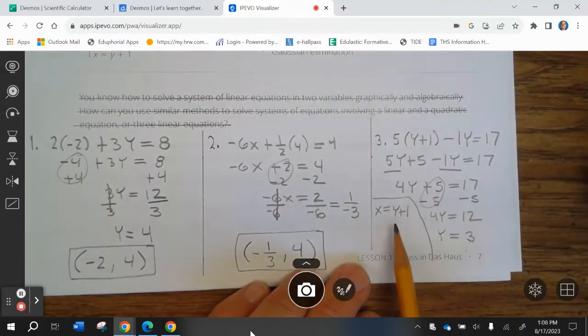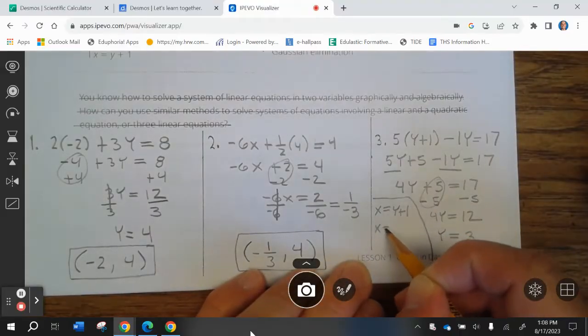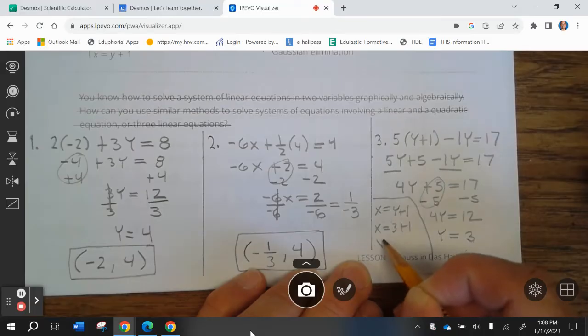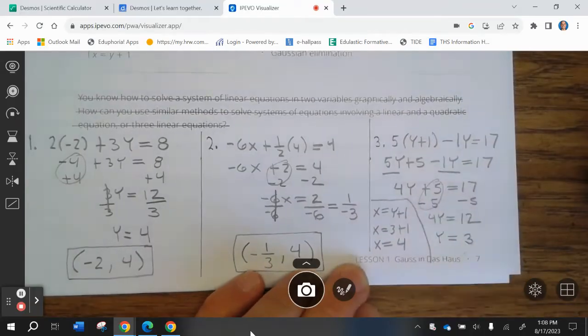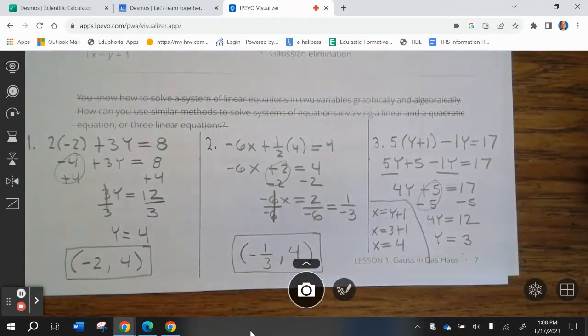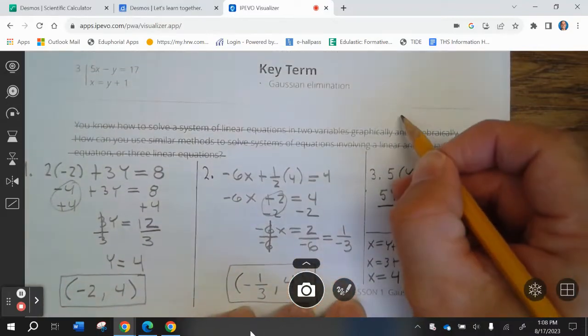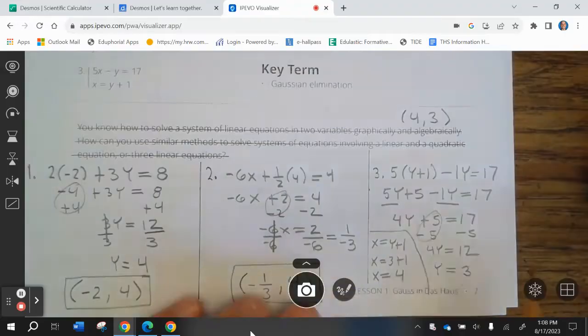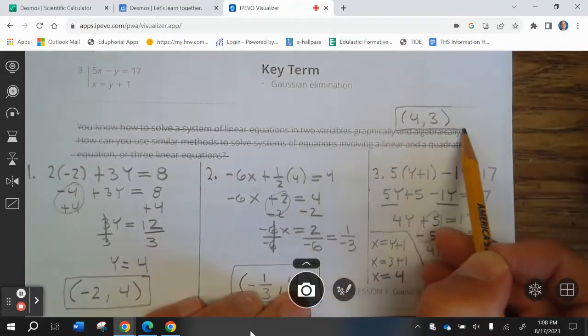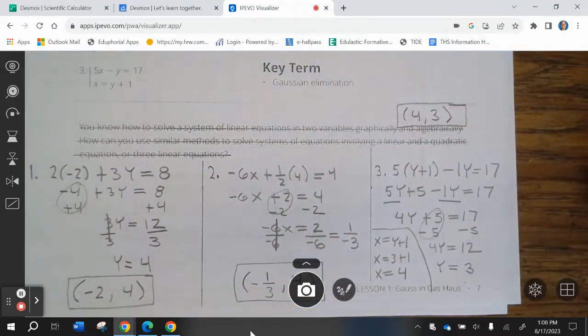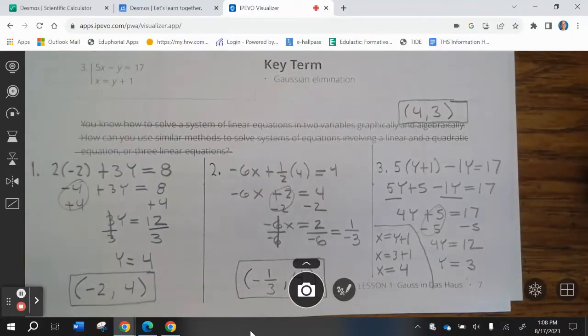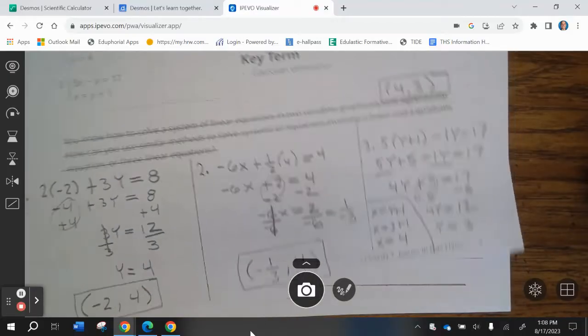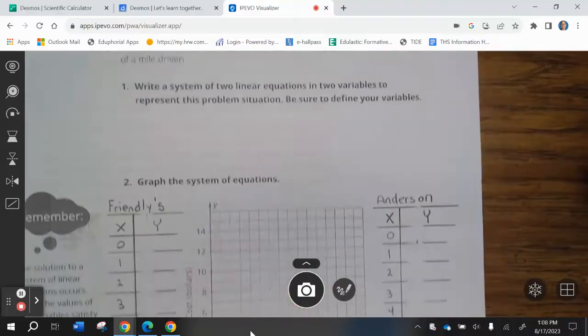We can substitute 3 in for y and find x. So x equals 3 plus 1. So x equals 4. So the solution to this one is 4, 3. All right, go ahead and finish that up. And let's take a look at the next page. All right.